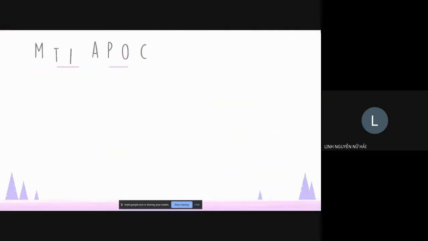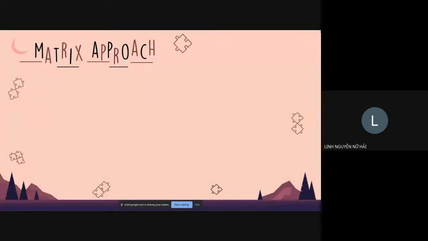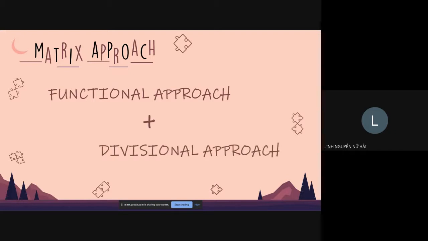The last traditional approach that I want to share with y'all today is the matrix approach. It is perceived as a combination of functional and divisional approach. Like, is this possible? Is this feasible to operate vertically and horizontally at the same time? We'll see. One unique feature of the matrix is that it has dual lines of authority.